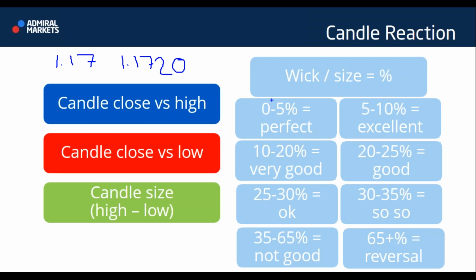What is the wick in this case? I'll ask you: how big is the wick? If the candle close is 117 and the candle high is 117.20, it's not very relevant, but let's say the candle open is 116.50 and the candle low is 116.46. So the total wick, measured from close to high, is what in this case? Do you know?